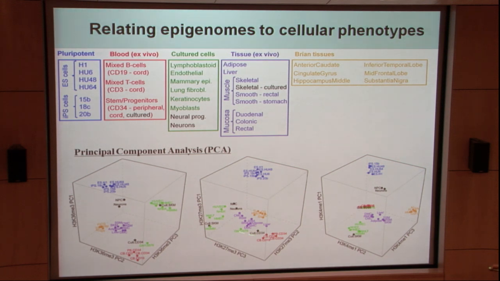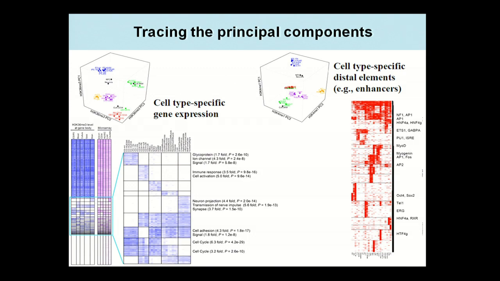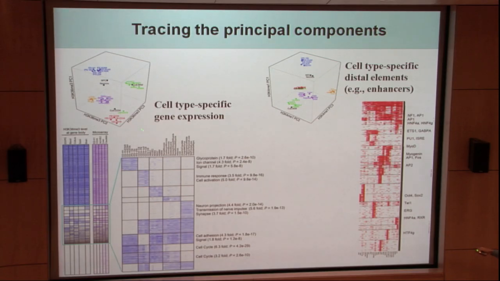One can see this for each of the different marks. One can then follow up on the principal components and trace them and ask, what is the basis of this difference? In many ways, it makes sense. This is the lysine 36 principal component, associated with transcribed genes. And in fact, what we're picking up here, distinguishing these different PCAs, is different patterns of expression of genes that are common to these different clusters.